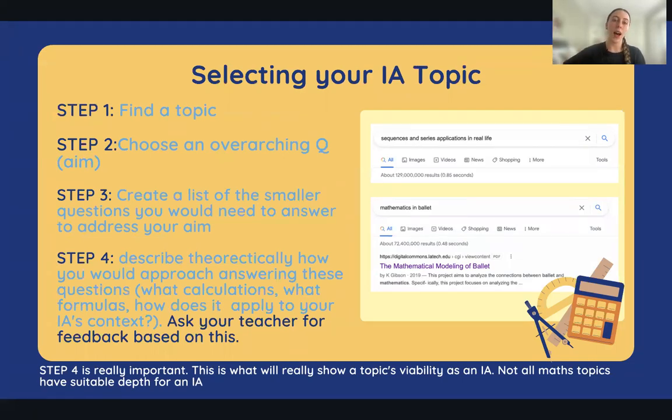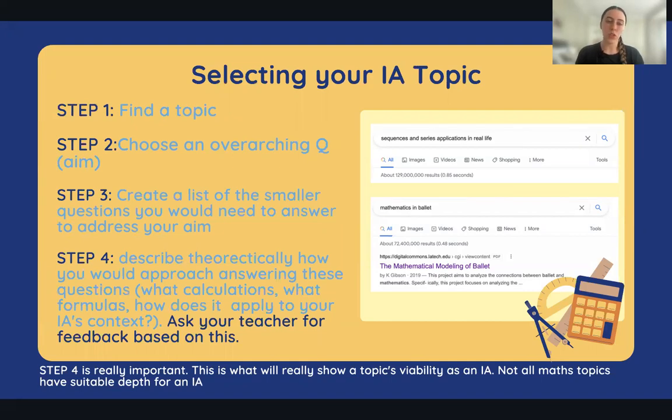the final thing. So we're going to start with selecting your IA topic, which I know is a big issue for a lot of people, because it's really difficult to just choose a topic, a random topic, and figure out which one is good and what's going to make a good IA and all of these things. So I have these steps here, which is what I did for my maths IA.